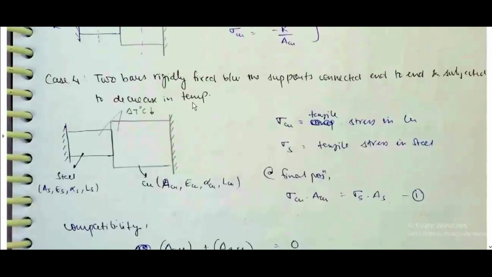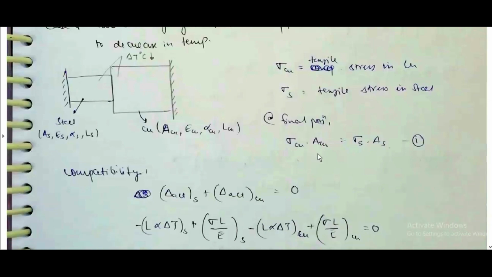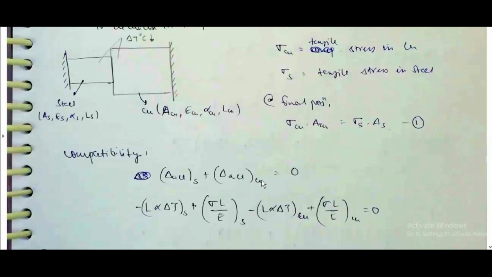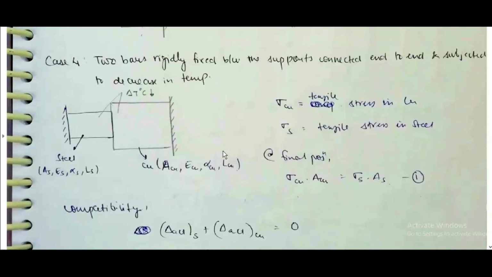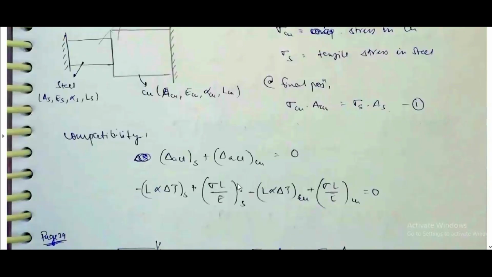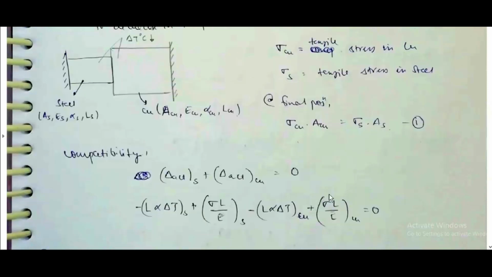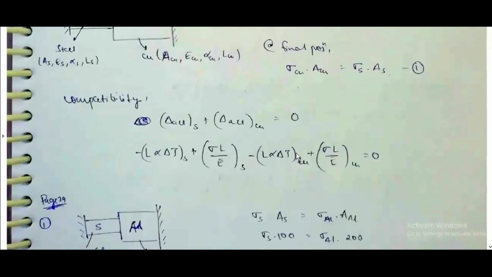Case 4. Two bars rigidly fixed between supports, connected end to end and subjected to a decrease in temperature. Sigma C is the tensile stress in copper, sigma S is the tensile stress in steel. At the final position, sigma CU ACU is equal to sigma S into AS. Compatibility: delta actual steel plus delta actual copper is equal to 0. Minus alpha delta T steel plus sigma L by E of steel minus alpha delta T copper plus sigma L by E of copper is equal to 0. Both will be tensile stresses.